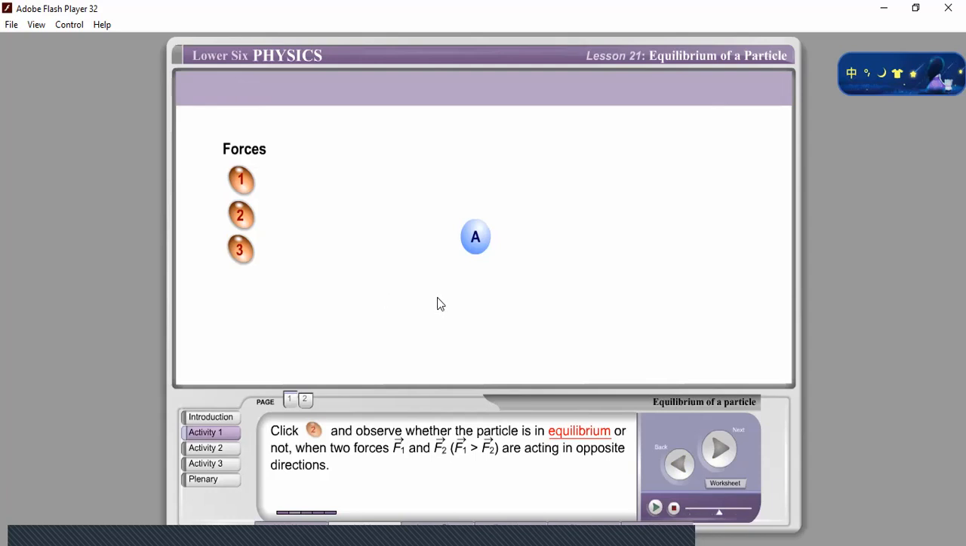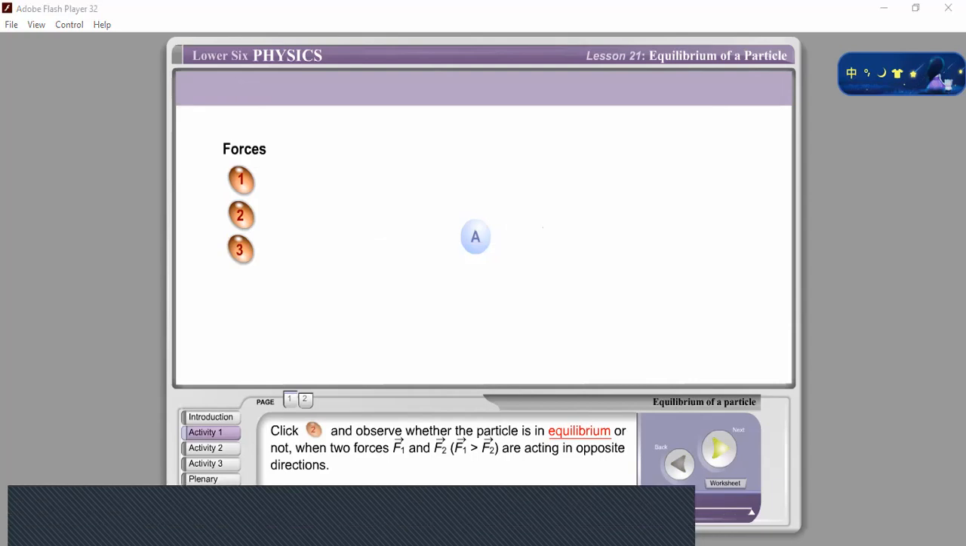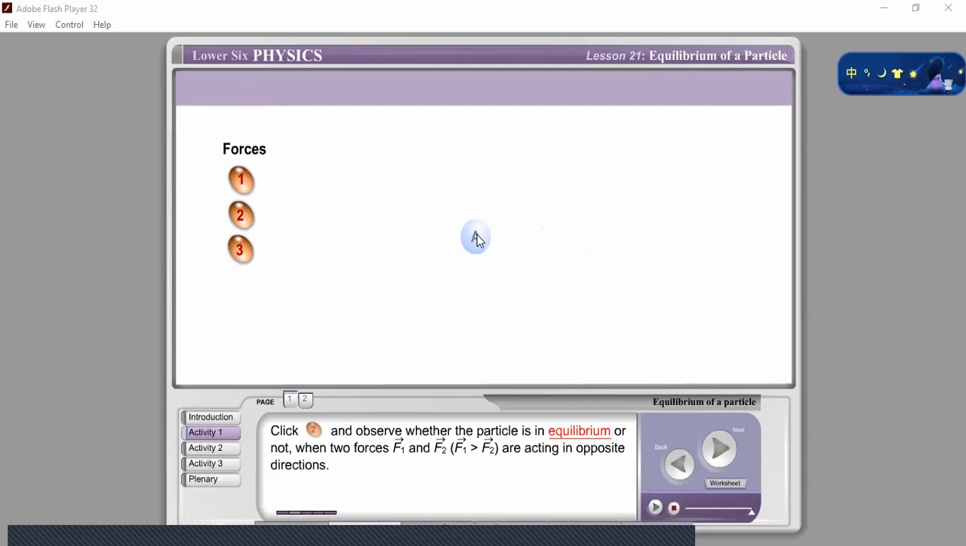When two forces F1 and F2, F1 is greater than F2, are acting in opposite directions, we notice that the force F1 is greater than F2. F1 acts from left to right. That means the object will move or accelerate to the right, in the same direction as the greater force.